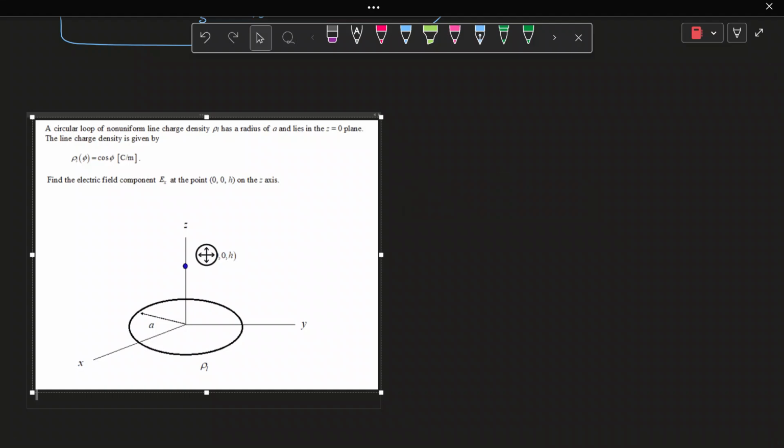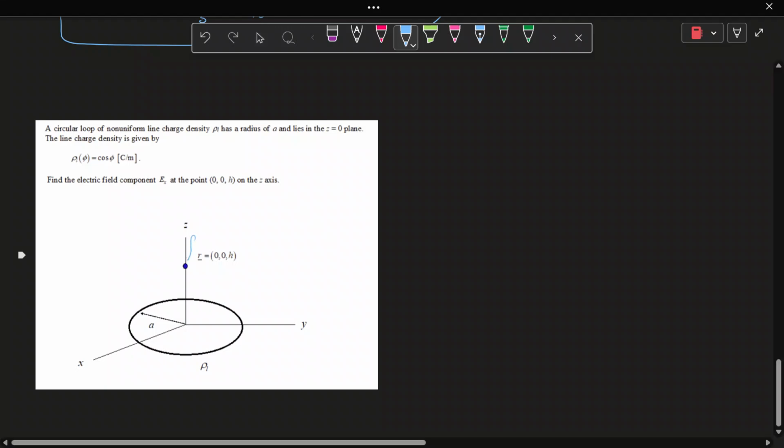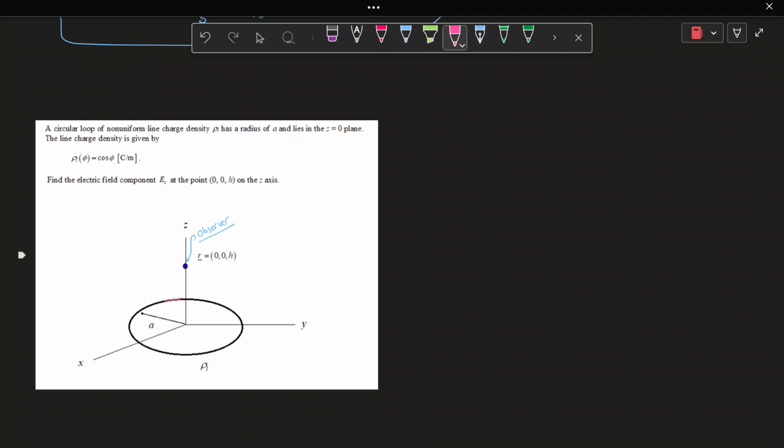What you'll notice is, in all of these problems, you're going to be asked to find the electric field at some observer point, and the observer point is this point here that they give you. It's good to label, or at least know when you're starting to learn this, that this is the observer. Another thing you have to notice is that this is the charge. So we're essentially putting a hoop at the z equals 0 plane that crosses x and y.